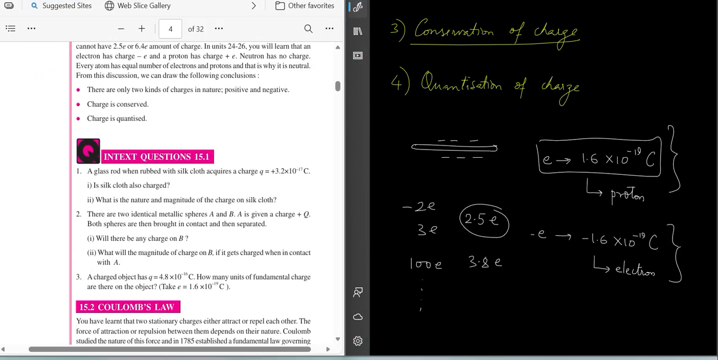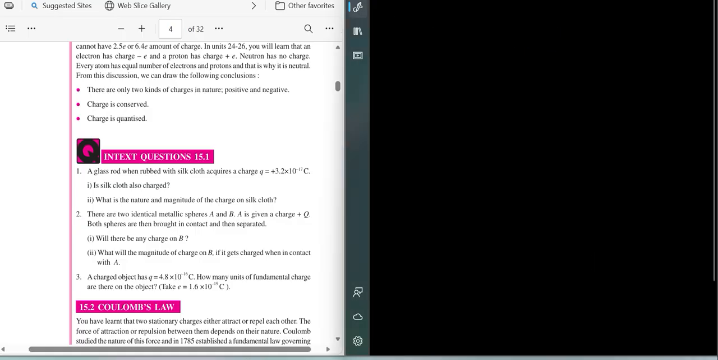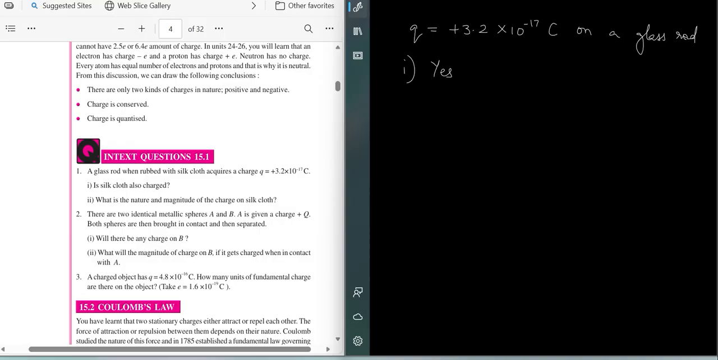Let's try to answer these three questions now. What is the first question saying? A glass rod rubbed with silk acquires a charge Q equal to plus 3.2 into 10 raised to minus 17 coulomb. So is the silk cloth also charged? Of course, yes. That is what we found, because of charging by friction. So what is the nature and magnitude of the charge on the silk cloth?